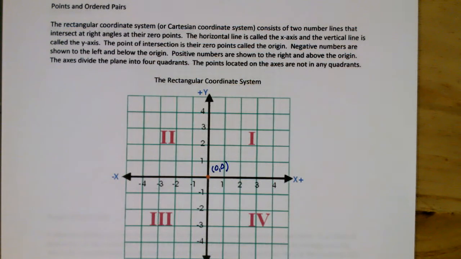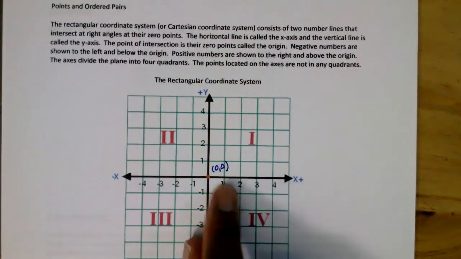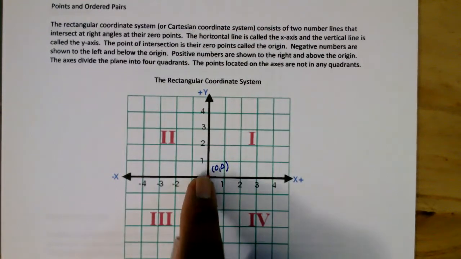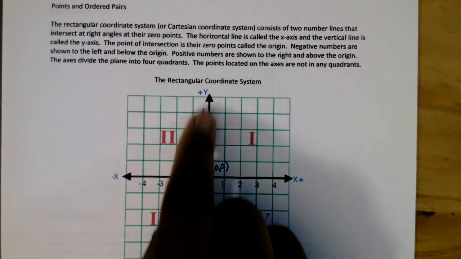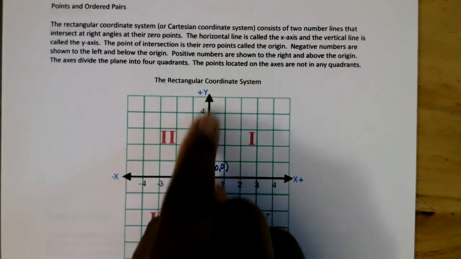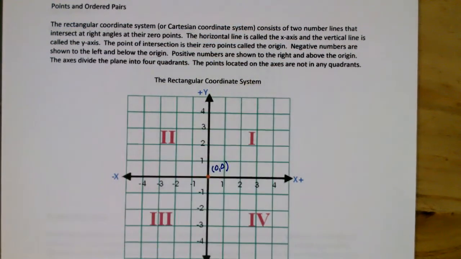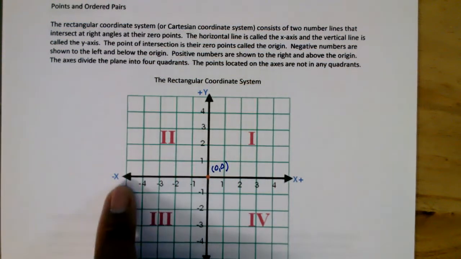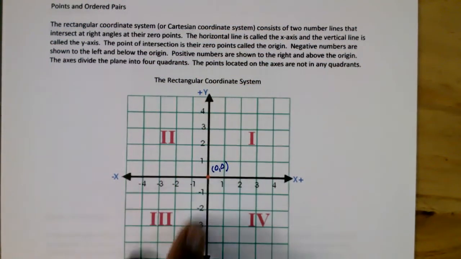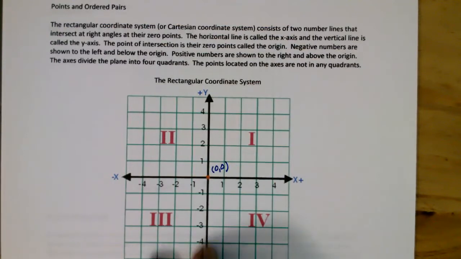Positive numbers are shown to the right and above the origin. So here to the right is your positive values. Above the origin is the positive values as well. Negative numbers are shown to the left and below the origin. So here your negative values are to the left and below the origin.